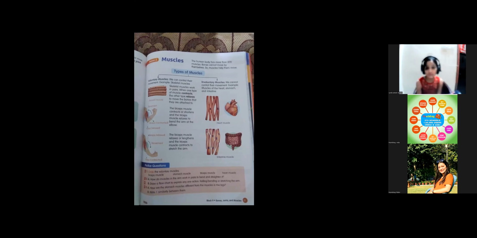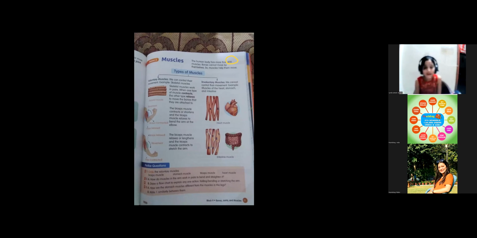Now, if we talk about muscles, there are a number of muscles in our body. In numbers, there are more than 600 muscles. So what are the functions of muscles? There are bones in our body, but bones require the help of muscles to move. Bones cannot move on their own. So what do muscles do? Muscles help the bones to move.